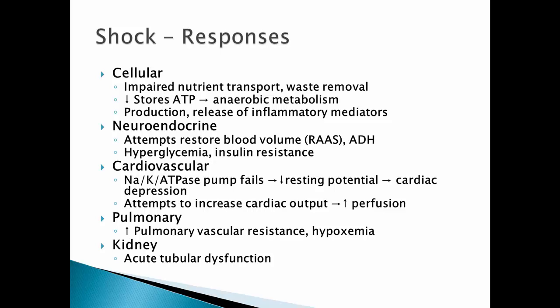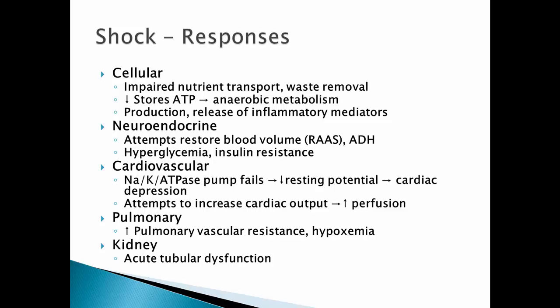So with the cellular responses, we have an impaired nutrient transport, and if we can't get the nutrients there, we're not going to do a very good job of removing the waste products either. With that impaired nutrient transport, that's going to decrease the stores of ATP, which will then shift the cells to an anaerobic metabolism. Along with the anaerobic metabolism and the impaired transport, there will be the production as well as the release of inflammatory mediators.